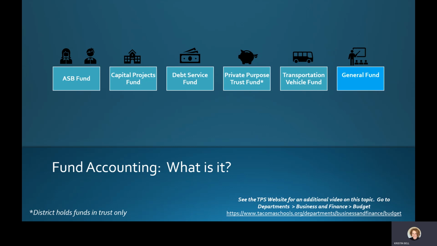Individuals or groups will donate money for various reasons. I'm going to use a scholarship as an example. A family could, in the name of a loved one or in honoring someone, give a principal amount donation to the private purpose trust fund, and they may say, we want this money to go toward scholarships for seniors, and the donor has the ability to say, I don't care how you spend it, just spend it down until it's gone.